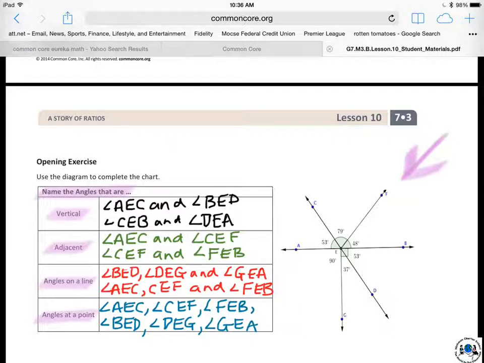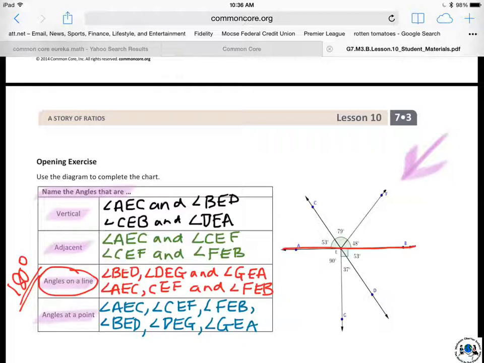Okay, angles on a line. With angles on a line, what we're looking for here is 180 degrees total. You could just look at the degree measurements here, and you can add those up if you wanted to. But you can also just look for a line. Okay, and here's a line right here. I've got a line.